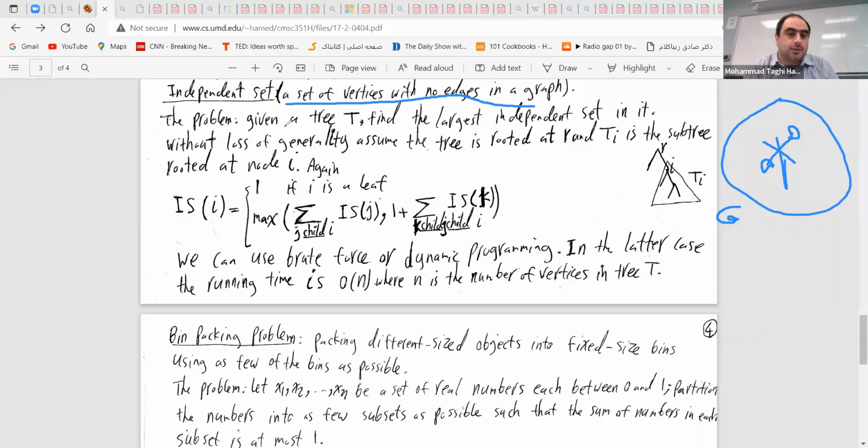What is the problem? You are given a tree T. You want to find a largest independent set in it. Assuming this tree has a root R, the way we are doing it, first, we are thinking about the backtracking approach, or a recursive algorithm that can solve the problem. So this is IS, which means independent set. I will just define it.